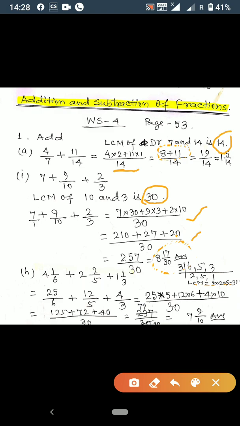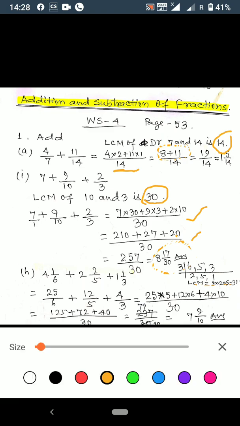Answer in lowest terms, in simplest form or in standard form. That means the common factor of numerator and denominator is 1. Or simply you can say the HCF of numerator and denominator is 1.